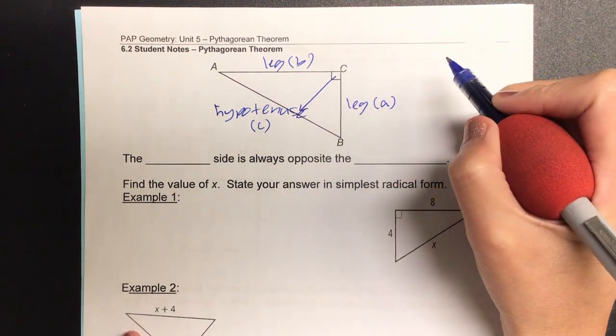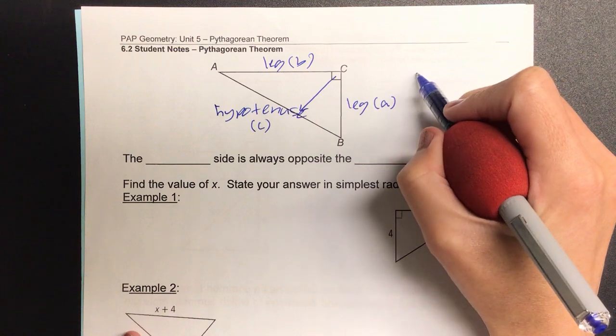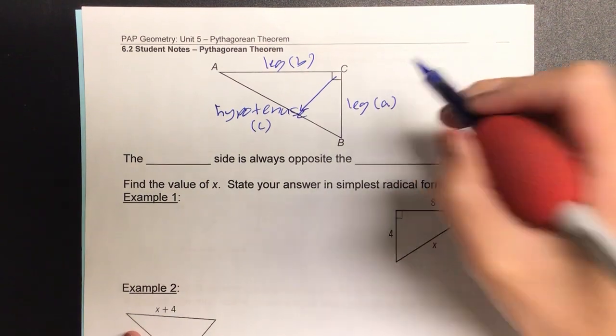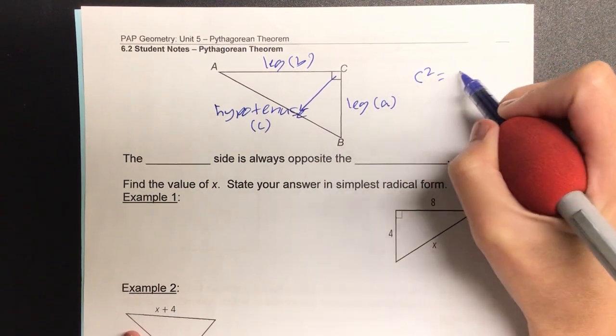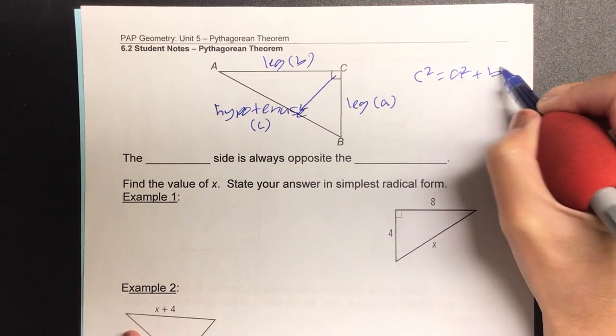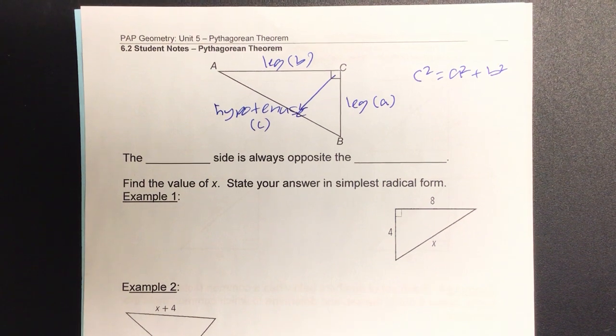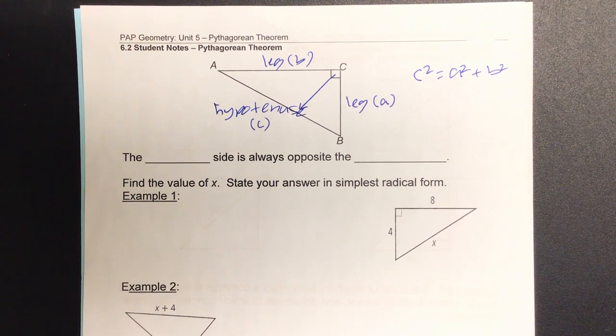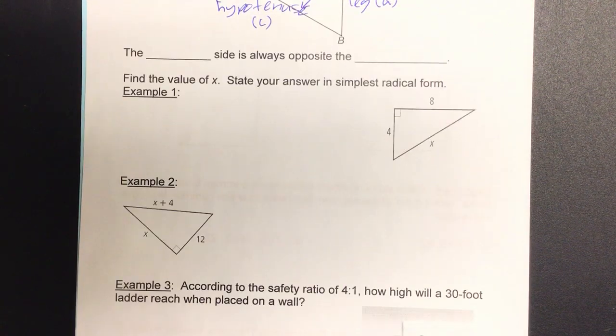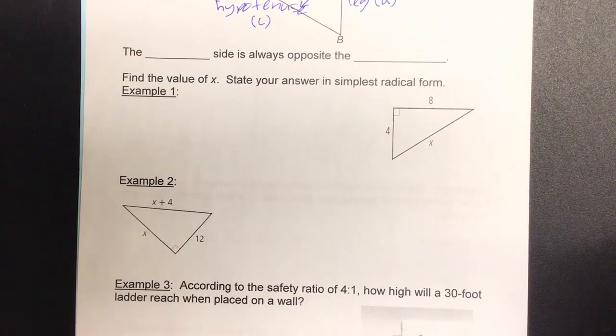And normally I would say a squared plus b squared, but I'm going to go the other way just for the sake of the next day's lesson. C squared is equal to a squared plus b squared. And were you all exposed to this like back in 7th-ish grade? Okay? All right. Let's try example 1.